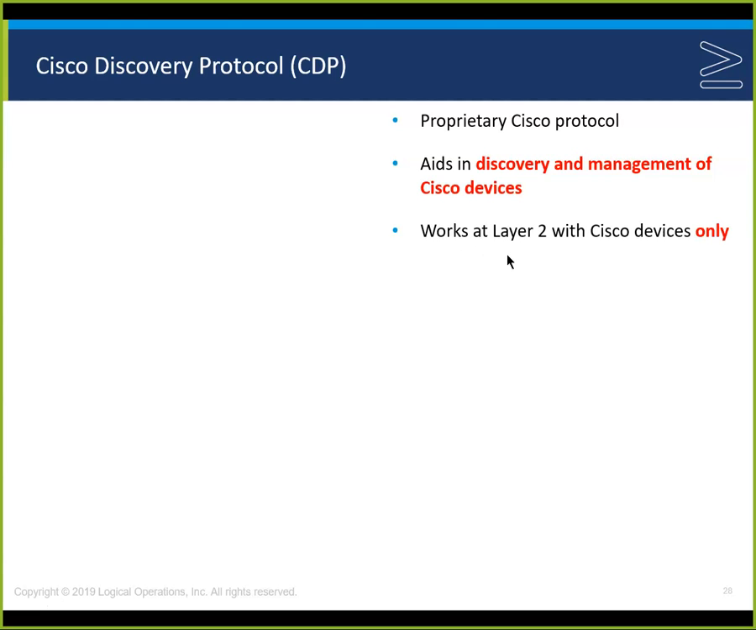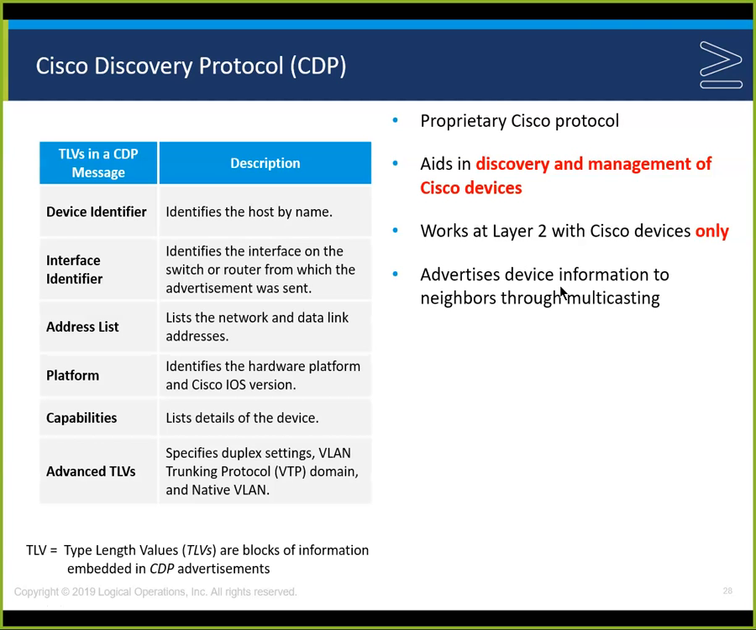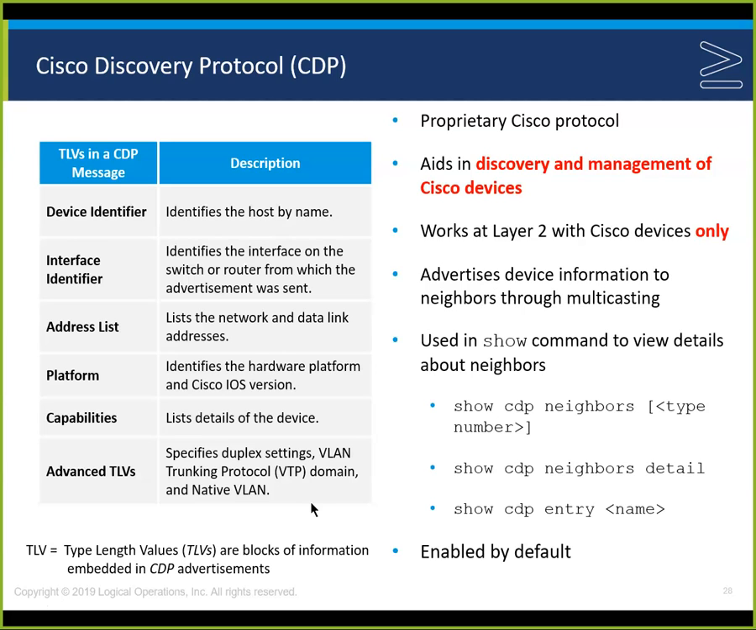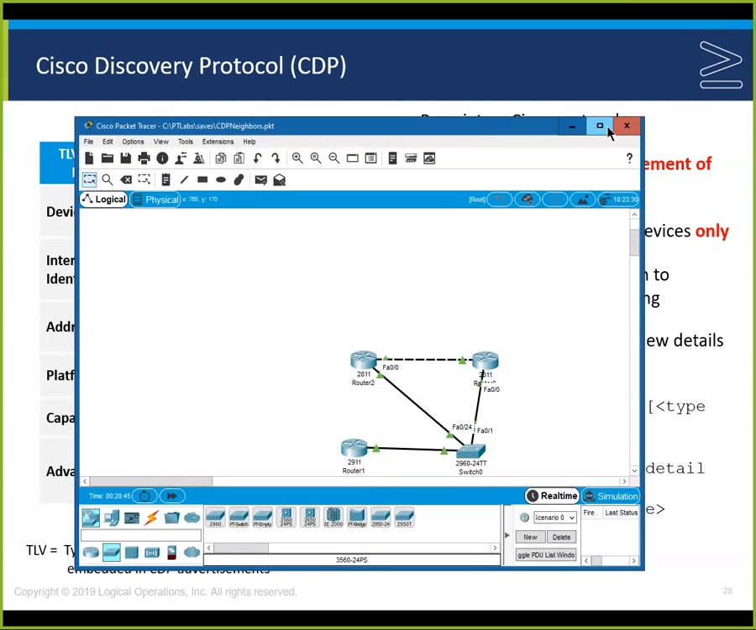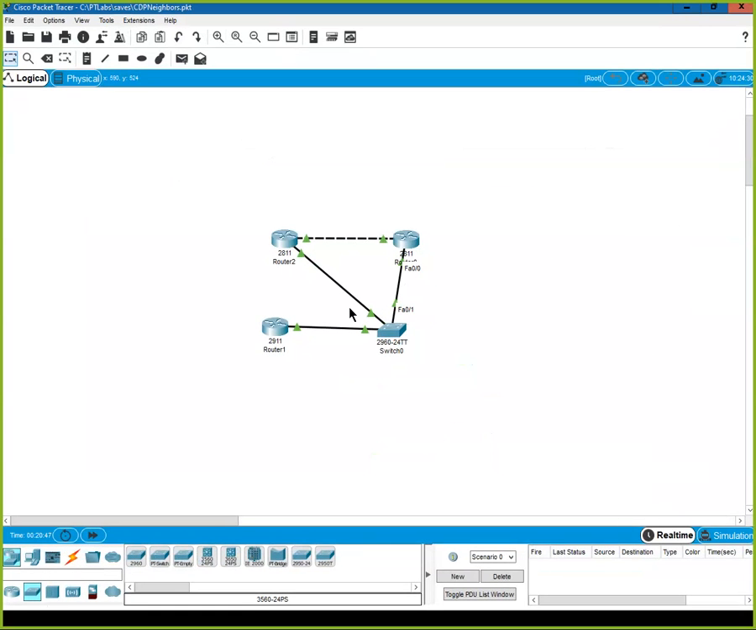Layer 2, Cisco devices only. It is a layer 2 protocol. It advertises the device information to the neighbors through a multicast when we do those things. And what do we see with it? Let me bring up my handy dandy Packet Tracer over here.